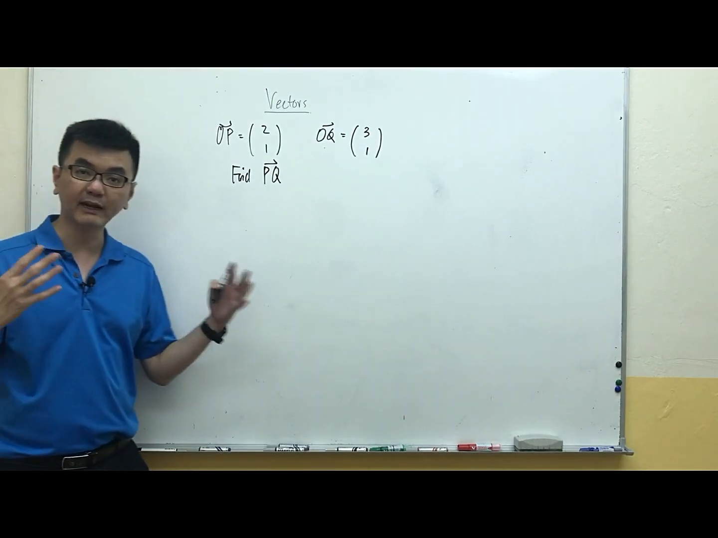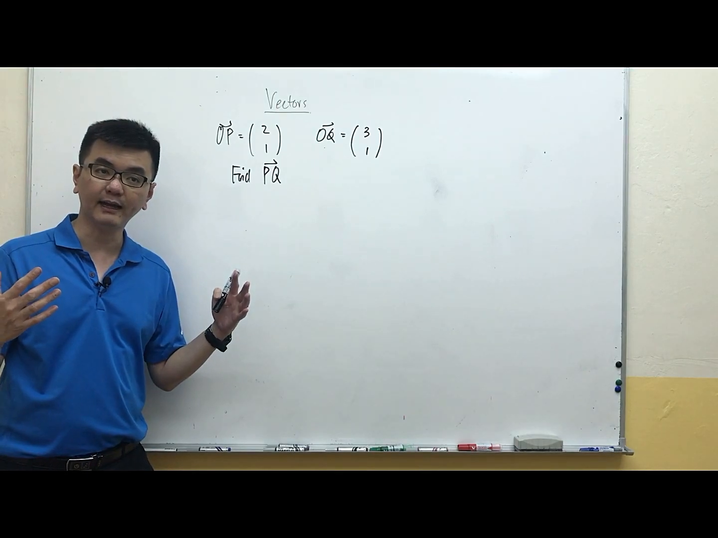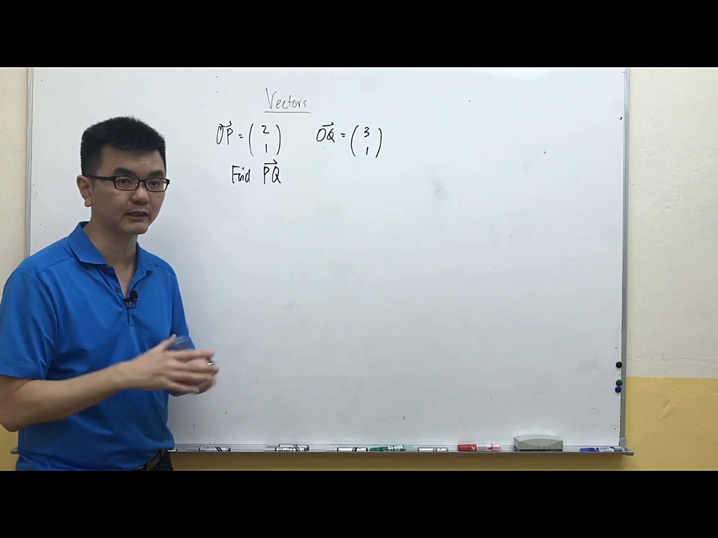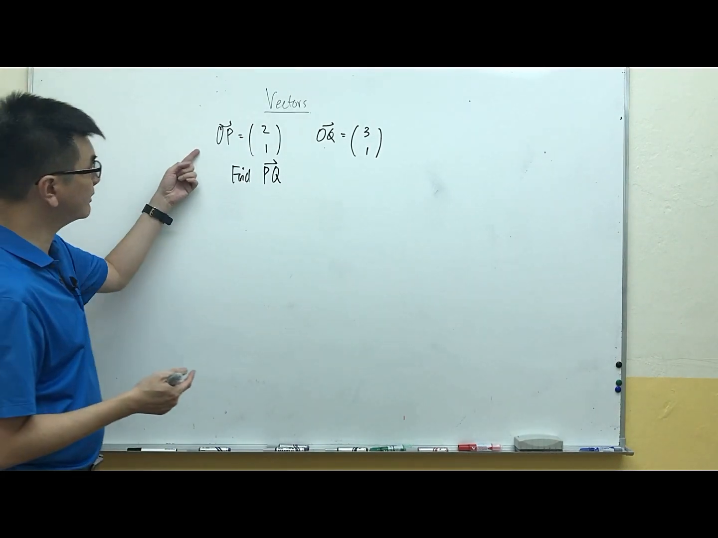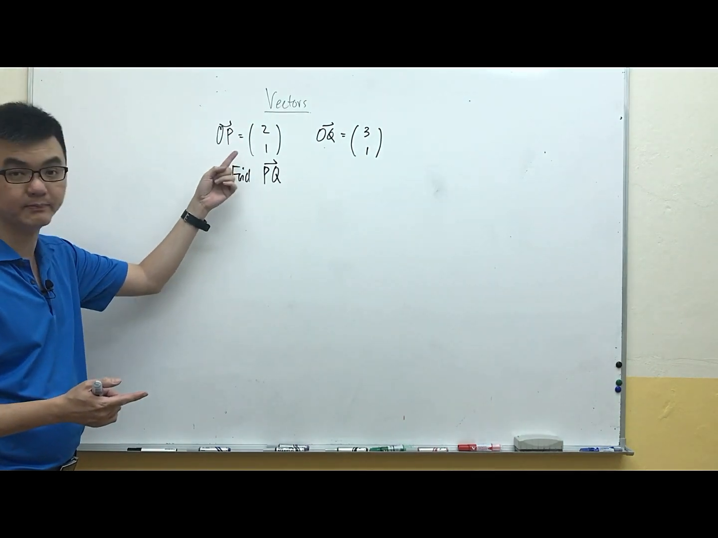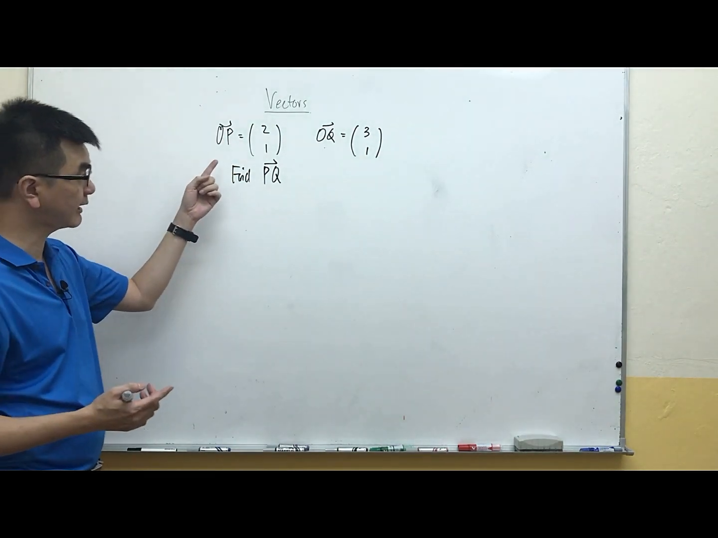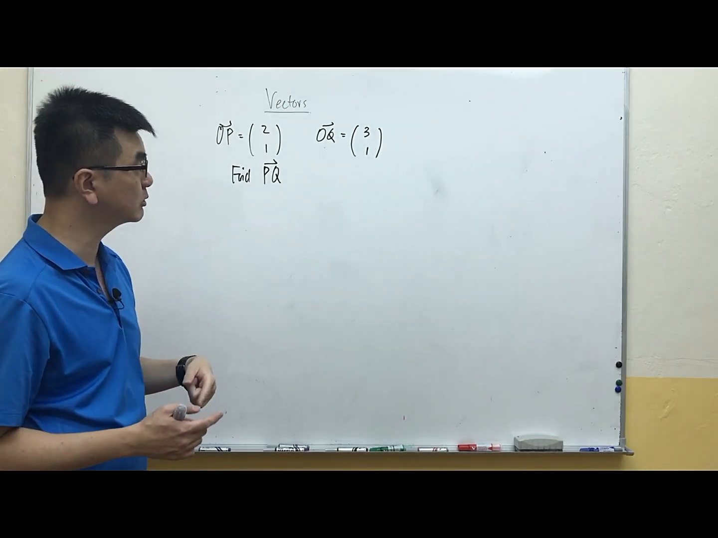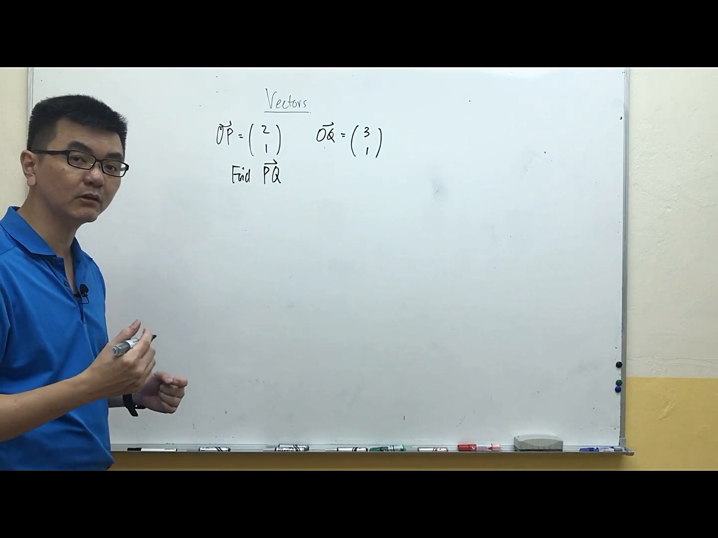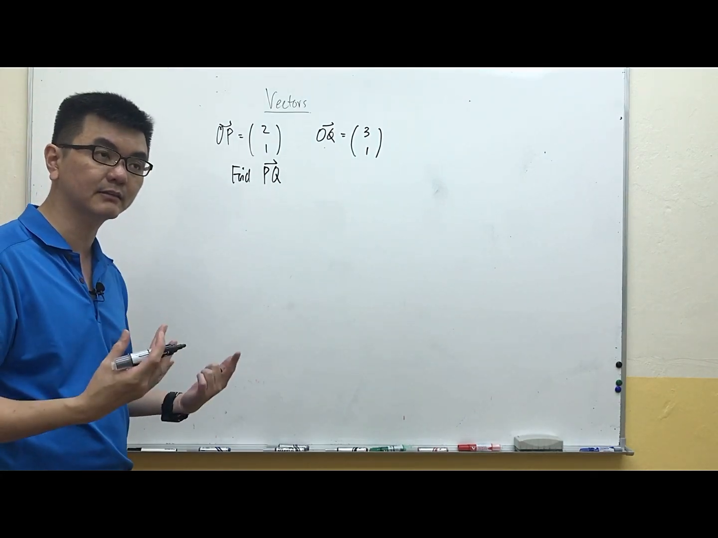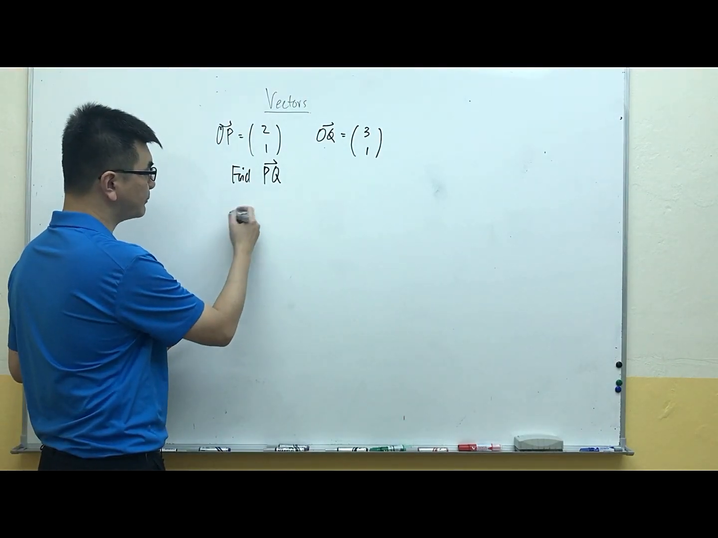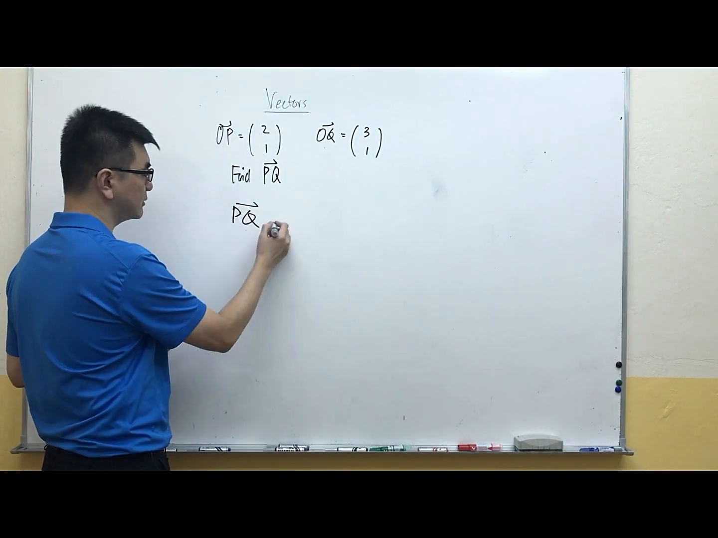We all know that a vector is defined as a quantity that has magnitude and direction. In this case, I'm given position vectors relative to O. I have OP equals (2, 1), expressed as a column vector, and OQ equals (3, 1). You're asked to find PQ. Using the triangular law of addition of vectors, my starting point is P and my ending point is Q.